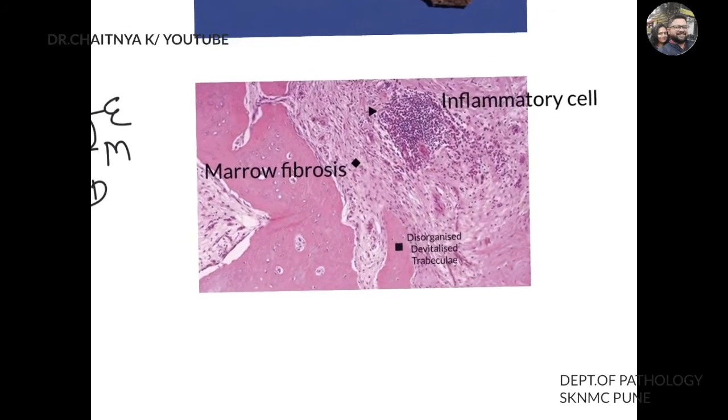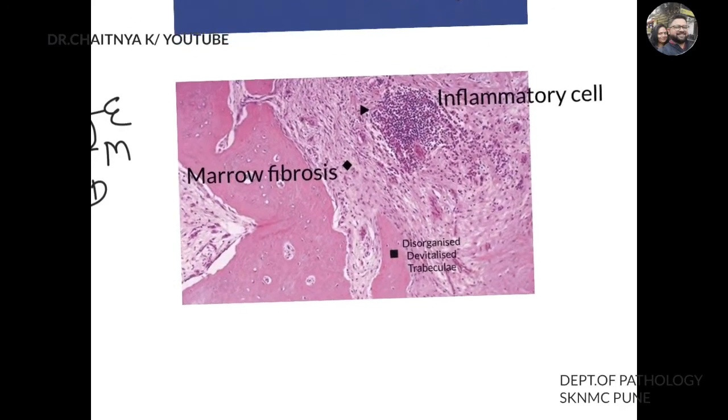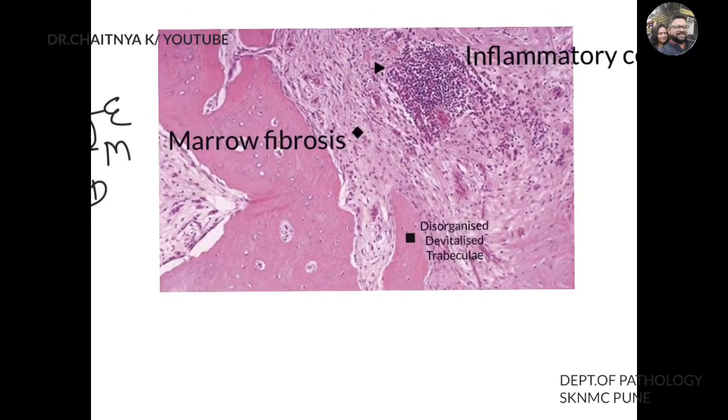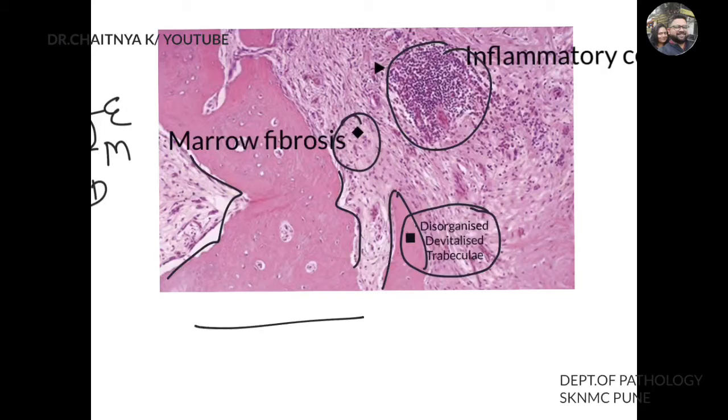Coming to the microscopy of the osteomyelitis, there are inflammatory cells, marrow fibrosis and disorganized, devitalized trabeculae. So this is the picture of the bone which shows inflammatory cells, marrow fibrosis, and disorganized, devitalized trabeculae. So these are the trabeculae. How does bone actually look under the microscope? If you see a bone marrow biopsy or bone, there are the trabeculae, and in between these trabeculae you will get your bone marrow, which contains the RBCs, WBCs, and all the hematopoietic system.